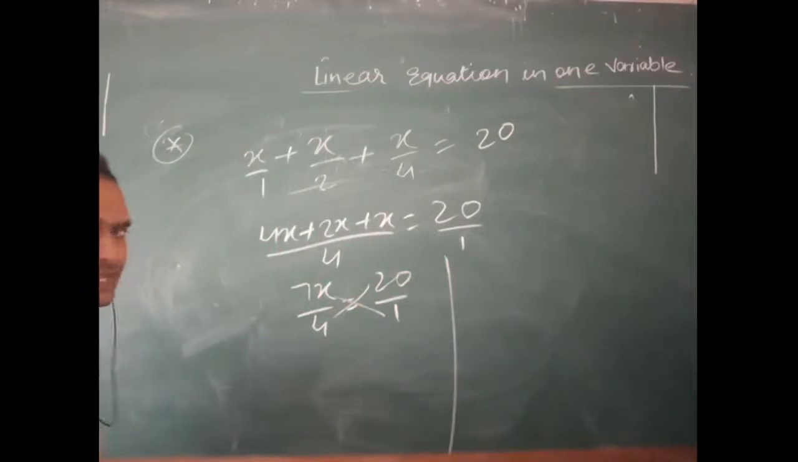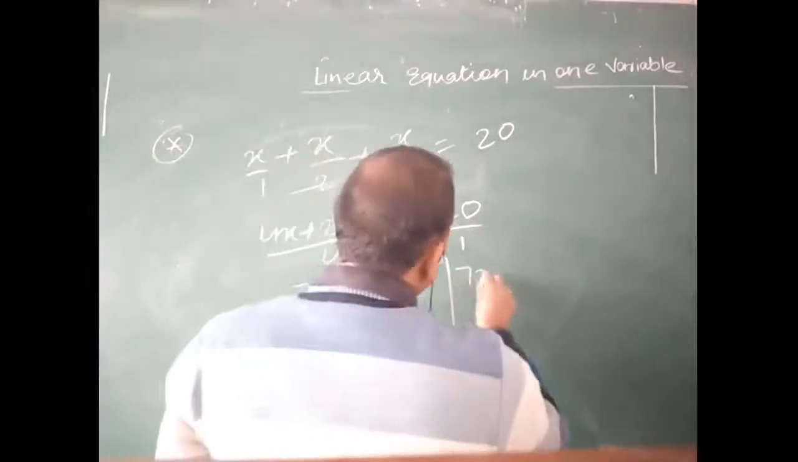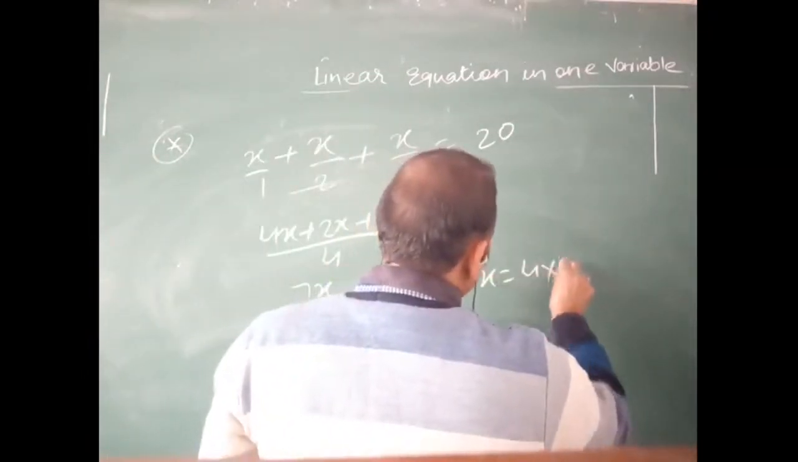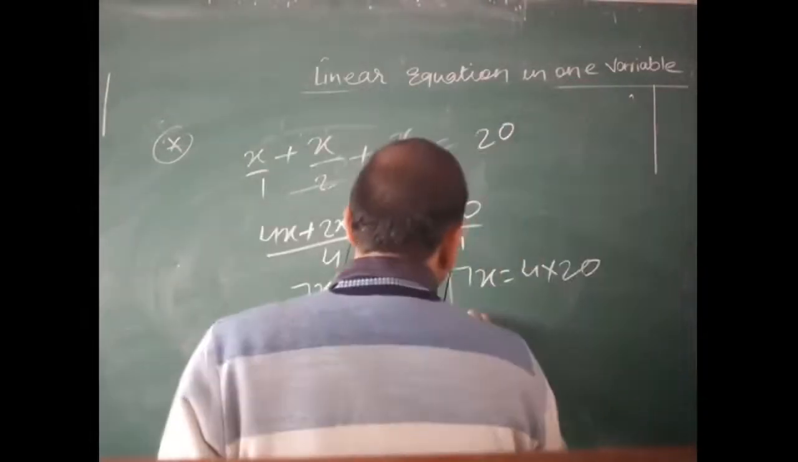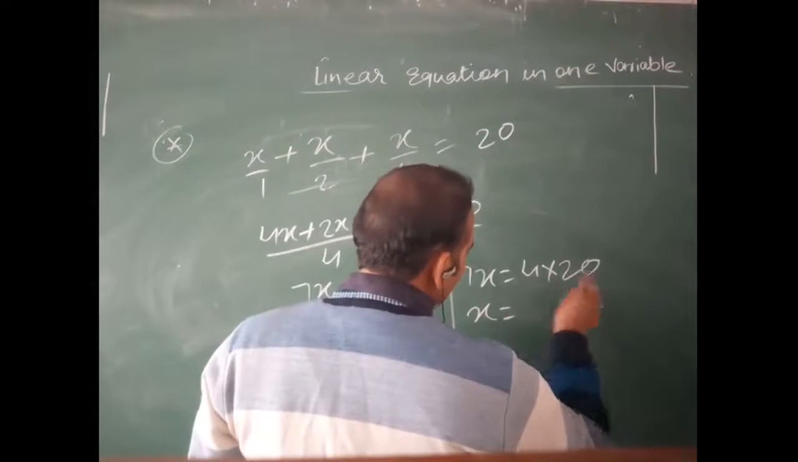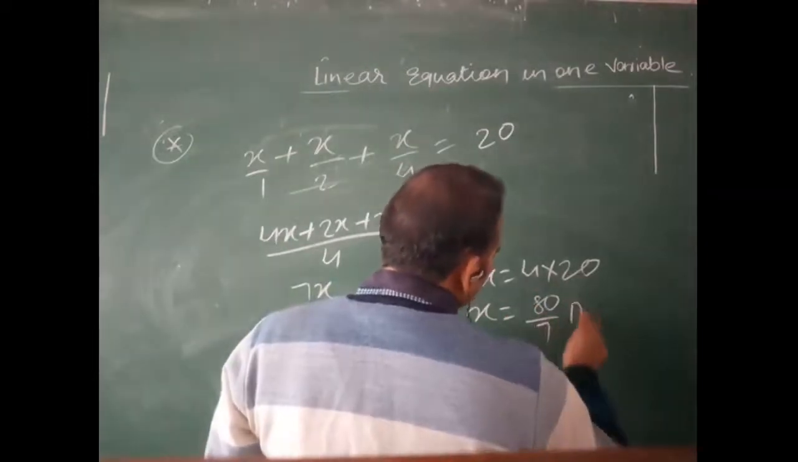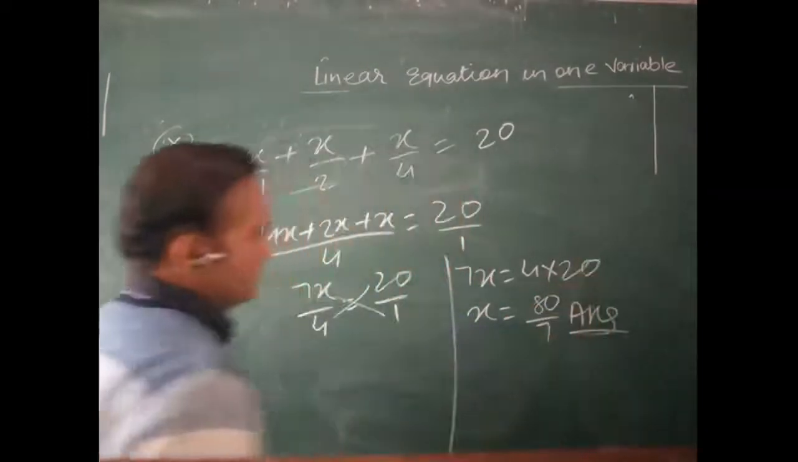Again cross multiplication will be there. 7x equal to 4 into 20. Then what does it mean? It means x equal to 80 by 7 is your answer.